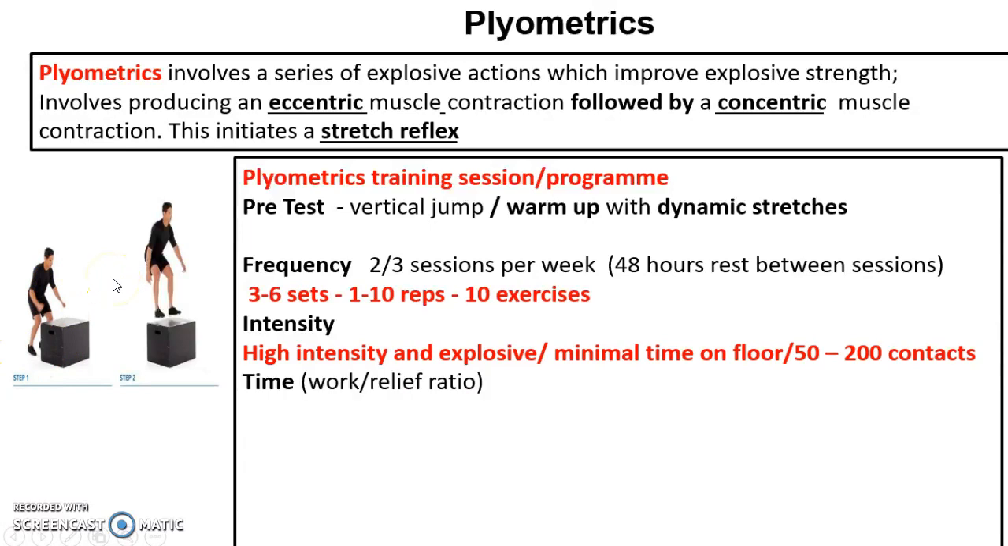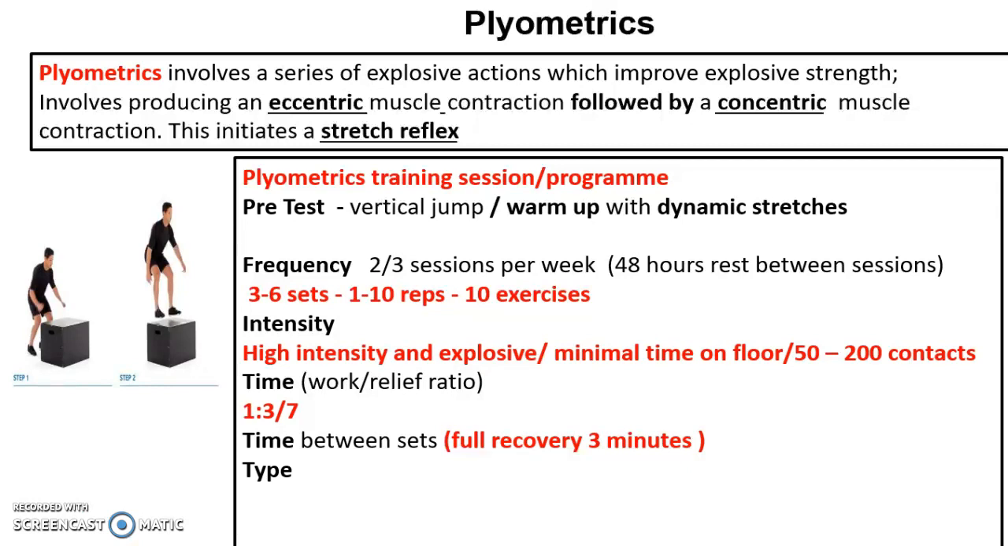Okay, the time, and this is another good thing, the work relief ratio. Remember when we were talking about time and strength training, it is the same for explosive strength as it was for weights. So it's 1 to 3 up to 1 to 7, and in terms of the time between sets, again, we need a big rest period. At the very least, we're looking for a full recovery of 3 minutes. That's really important because that allows us to restore our PC stores, which are absolutely obliterated when you're doing explosive jumping activities.